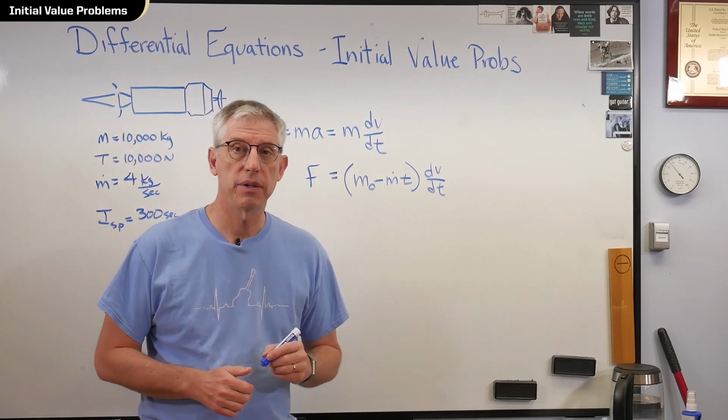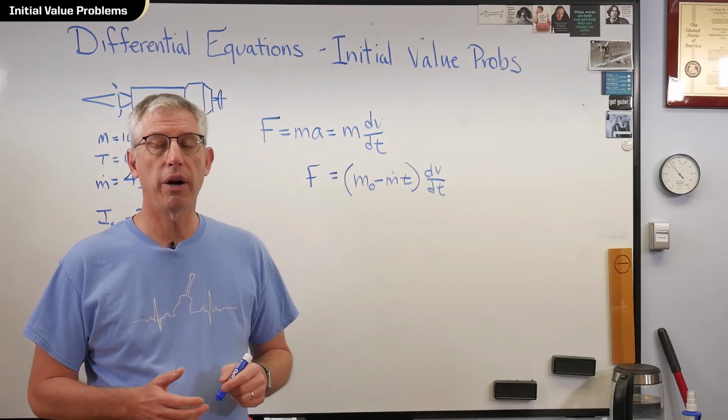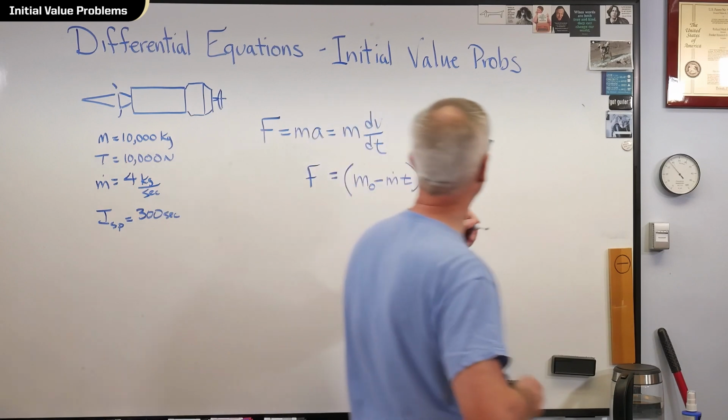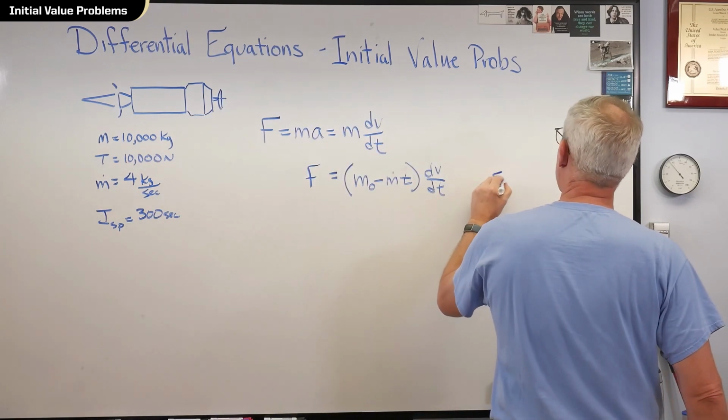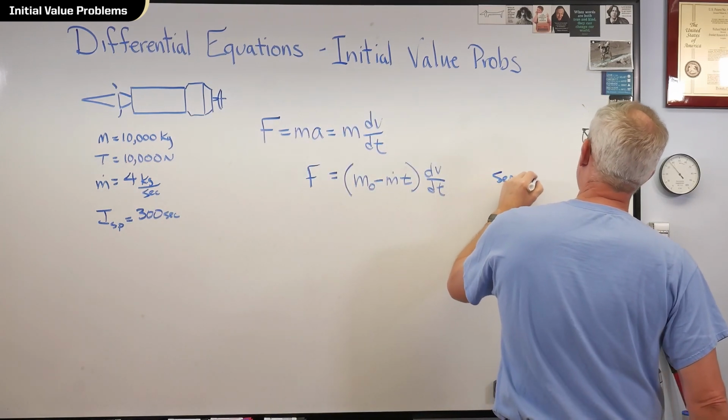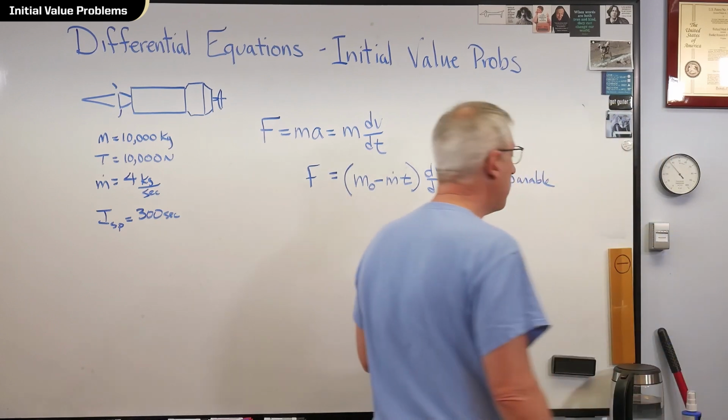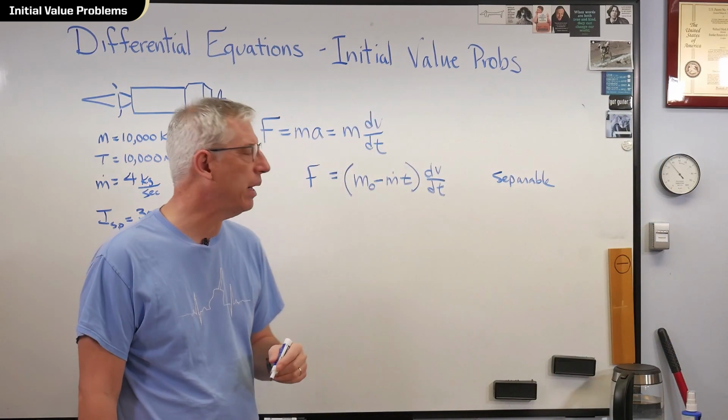Now, this is a relatively rare type of differential equation. It has a property called separable. Again, not my favorite name, but this is what we've got. It's a separable differential equation. Well, what does that mean?